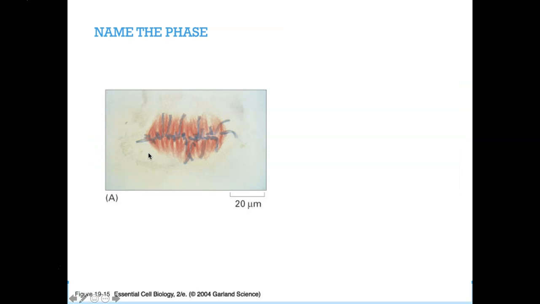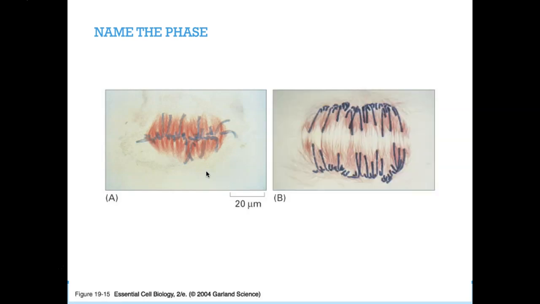So here is a cell that's in mitosis that's been stained with certain dyes. And the chromosomes are stained in blue, and the microtubules are stained in red. So what phase does this look like? And what phase does this look like? Right, so this is metaphase, and this is anaphase.